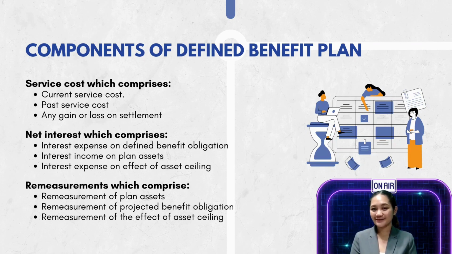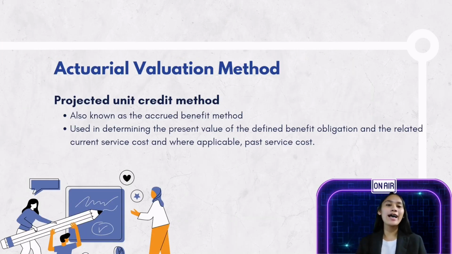Hi everyone, I am Angelica May Lopez and I will be discussing actuarial valuation method to measurement of plan assets. Actuarial valuation method: projected unit credit method. It is also known as the accrued benefit method and it is used in determining the present value of the defined benefit obligation and the related current service cost and, where applicable, past service cost.